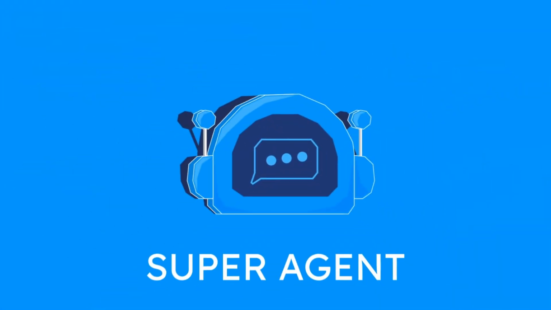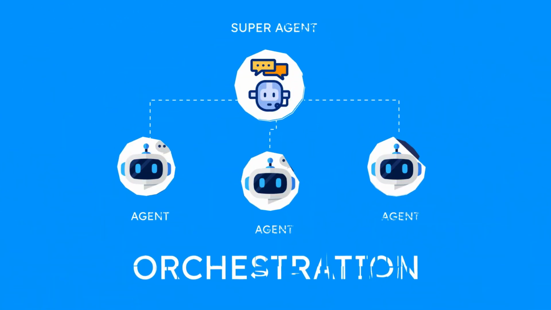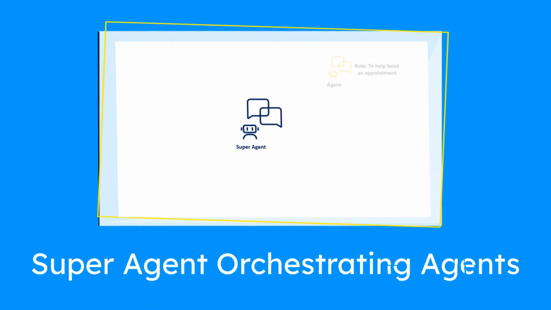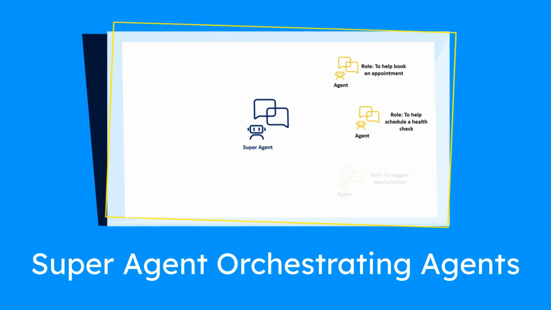Welcome to Introduction to Super Agent, the intelligent router for customer interactions in business. A super agent acts as the central orchestrator. Its primary function is to analyze incoming user queries, identify the user's intent, and delegate that query to the most appropriate, specialized agent responsible for handling that specific role.